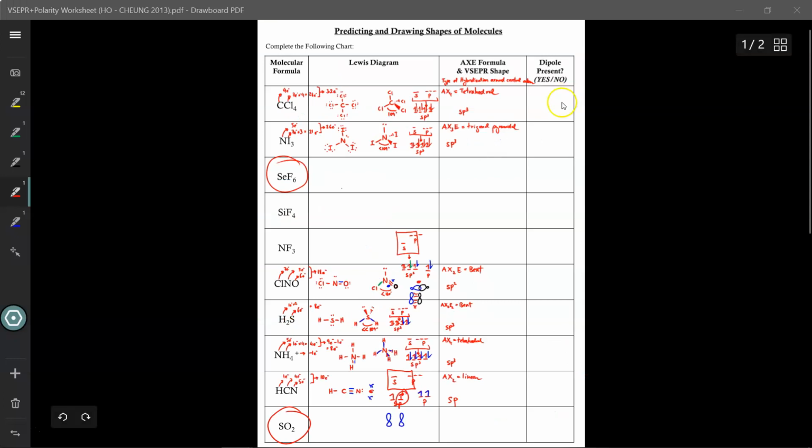All right, so in our next video tutorial, we'll figure out how to fill in this column, how to determine whether a molecule has a dipole present or not.